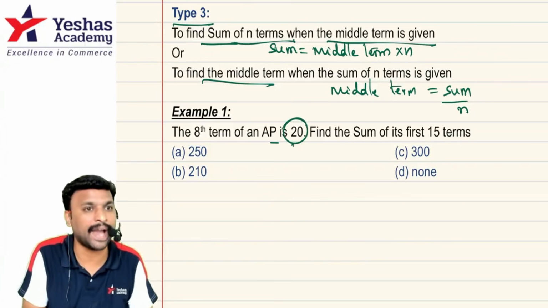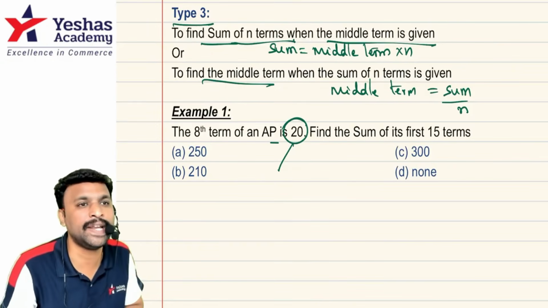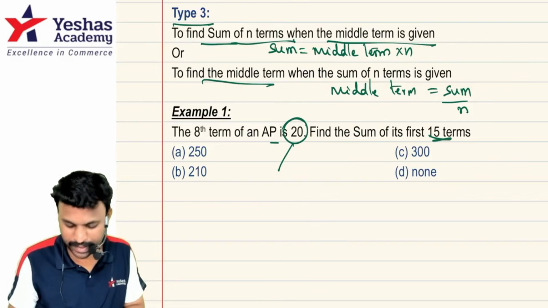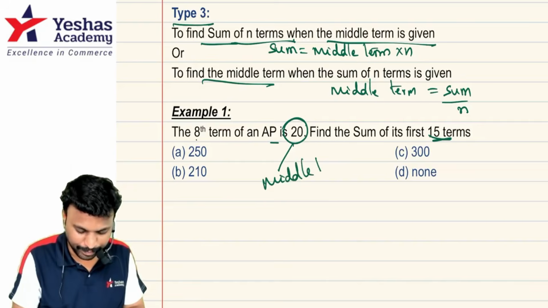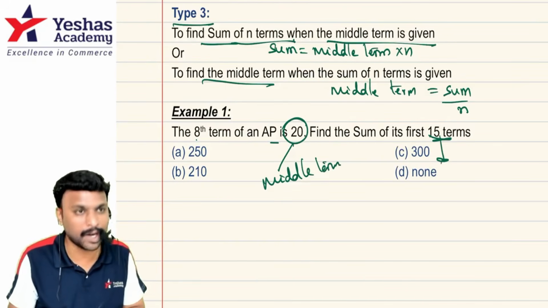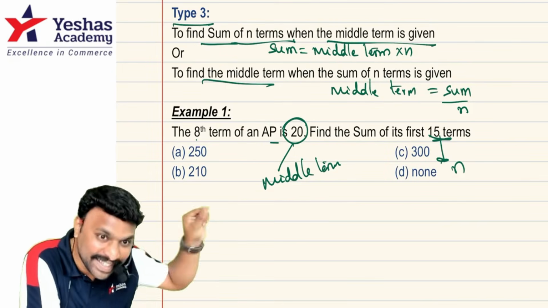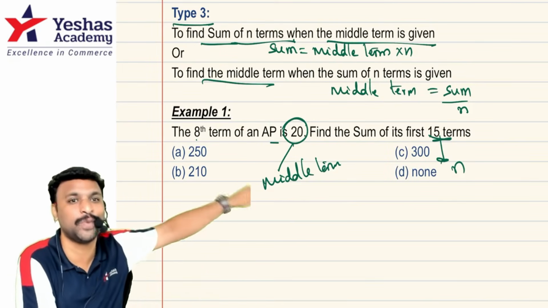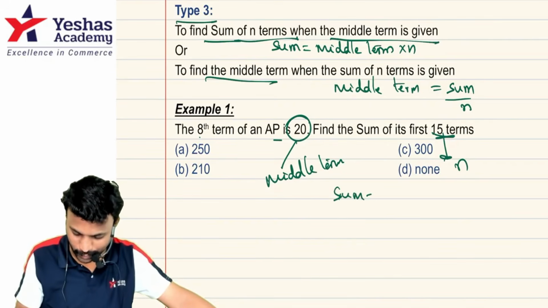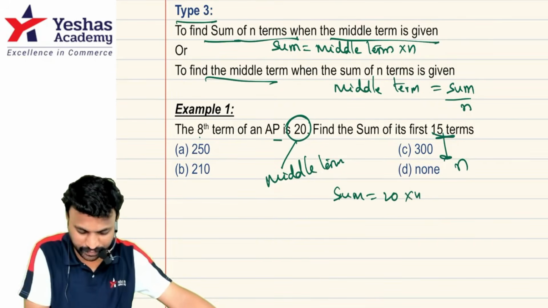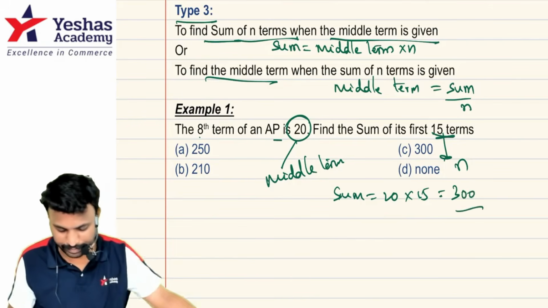So, is this the middle term actually? Is 20 a middle term? How do you say 20 is the middle term? 15 terms. Middle term is definitely the 8th term. So I'm given the middle term, and the number of terms are how many? 15. So don't take the middle term as 8. The 8th term is the middle term. So the middle term is 20. So the answer is 20 into 15. Answer is 300.